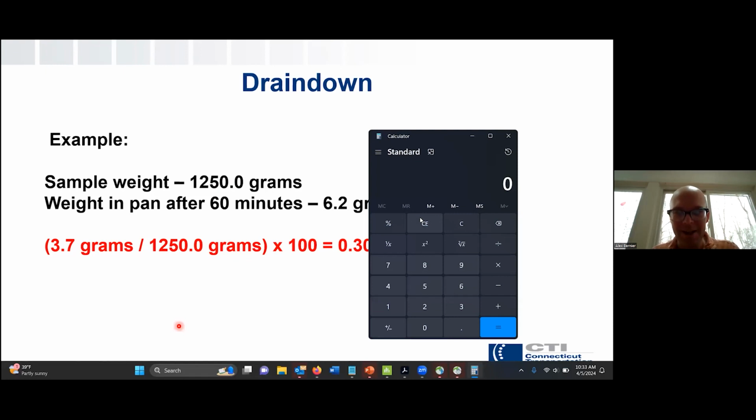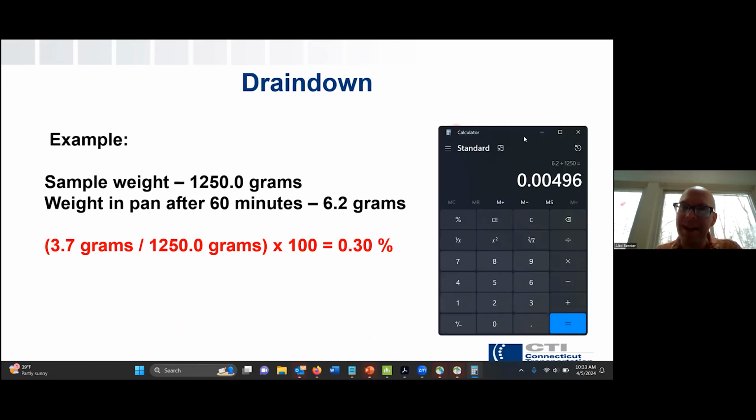So if we do our 6.2 grams divided by 1250, oh, the hotkey does not work. Divided by 1250, we're getting 0.00496, or 0.496 if we multiply that by 100. So in the case of the 3.7, this example is correct down here as well. You get 0.3%. And every specification is going to tell you a certain amount that's acceptable.